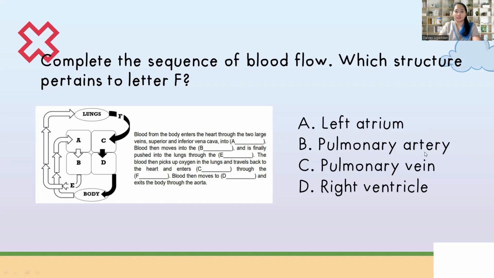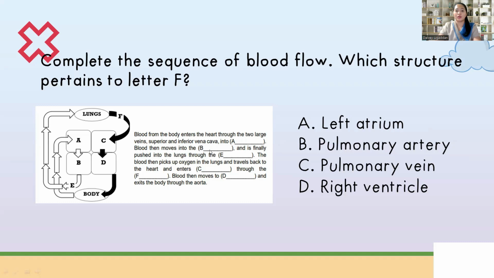In order to answer this question, you have to supply all the missing pieces here in this paragraph. So let us try and answer this. Blood from the body enters the heart through the two large veins, superior and inferior vena cava, into A, meaning the deoxygenated blood from the body will enter the heart through these two large veins, and then it will be passed into A. What is A? This is the right atrium.